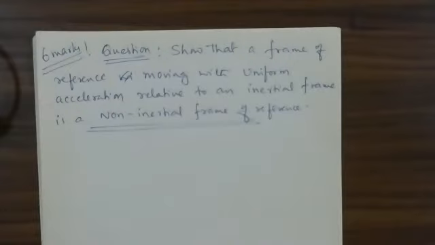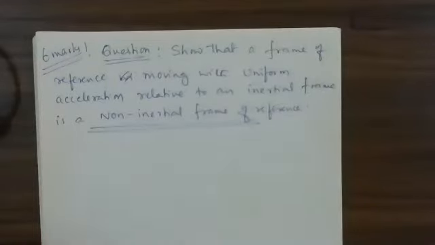What is the question? Show that a frame of reference moving with uniform acceleration relative to an inertial frame is itself a non-inertial frame of reference. Meaning, we have to prove that F is equal to MA does not hold in a non-inertial frame. In an inertial frame of reference, F is equal to MA, whereas F is not equal to MA in the case of a non-inertial frame of reference, which we are supposed to prove.